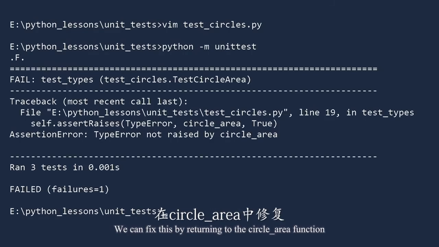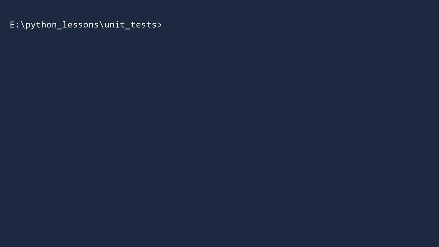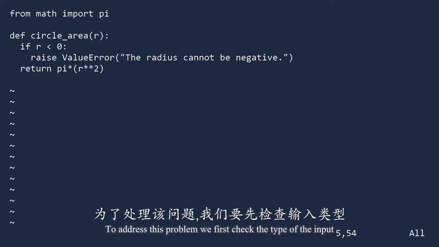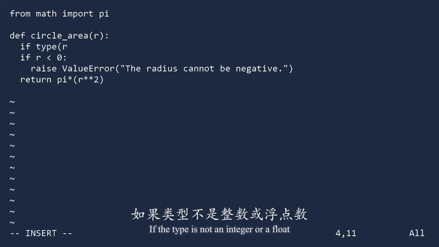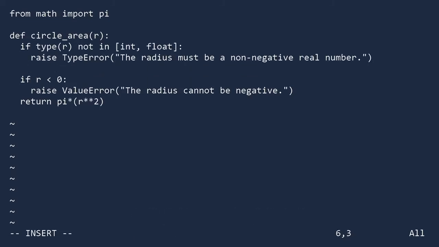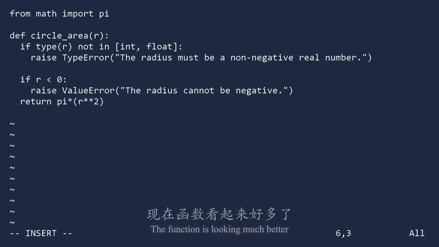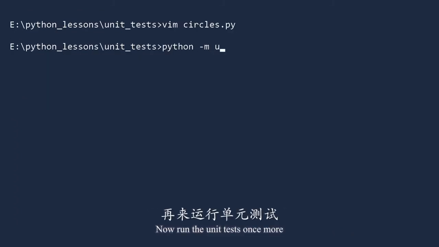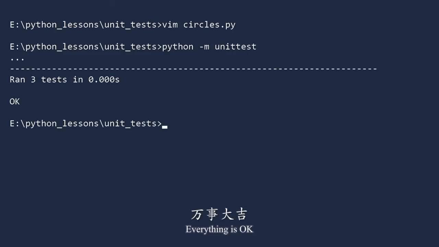We can fix this by returning to the circle area function. To address this problem, we first check the type of the input. If the type is not an integer or a float, then we will raise a type error. The function is looking much better. Now run the unit tests once more. Everything is okay. Unit tests saved the day.